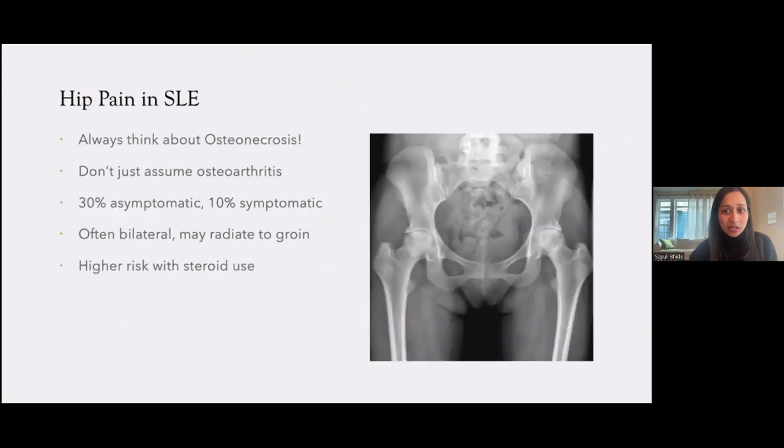One super important thing is if your patient with lupus comes to you with hip pain, always be thinking about osteonecrosis. Patients with lupus are at high risk of osteonecrosis, which is avascular necrosis of the hips. It can seem like osteoarthritis. Sometimes it presents a little more insidiously. It's often bilateral. It might radiate to the groin, but don't just assume that that's what's happening, especially if they've been on steroids before. They're at high risk of osteonecrosis.